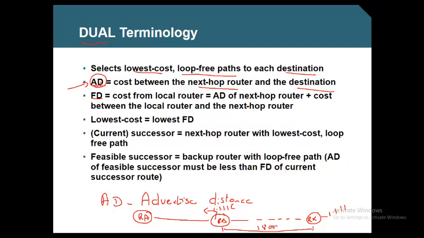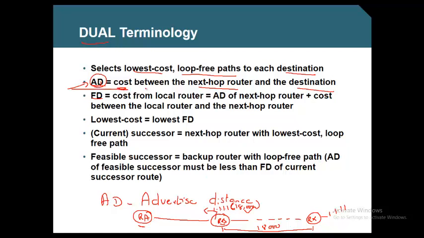If the metric is 18,000, that is what advertised distance for router A. See, for router B, 18,000 is the total metric. For router B, that is the metric to reach 1.1.1.1. But when router B advertises this metric to A, is this a metric for A? No. It is the cost.